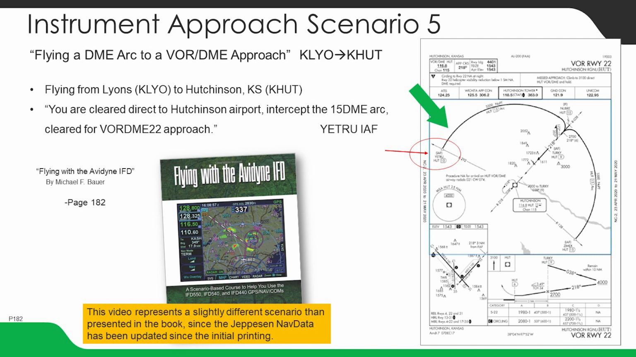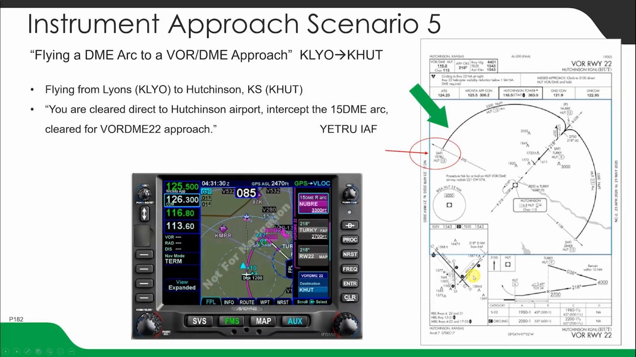So we're given a clearance. You are cleared direct Hutchinson Airport. Intercept the 15 DME arc. Cleared for VOR DME approach. We're going to use the initial approach fix, which will define that part of the arc on that half of the curve there. So let's set that one up.